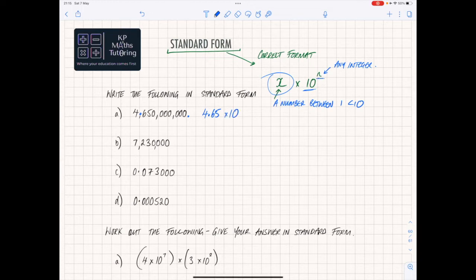Now the power is basically how many decimal places are we changing? 1, 2, 3, 4, 5, 6, 7, 8, 9. So your answer is 4.65 times 10 to the power of 9.